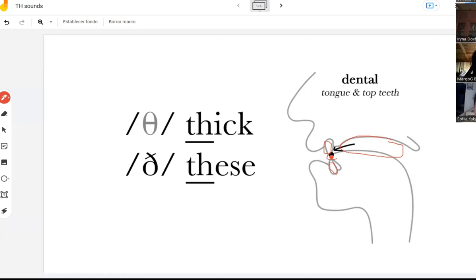Okay, so let's look. Thick, thick, thick. You see, I keep it there until I pronounce the k. Thick, thick. Thank you. Thank you. Can you try? Let's pronounce thick and thank you, okay? Two words. Sophia? Thick and thank you. Excellent. Margot?